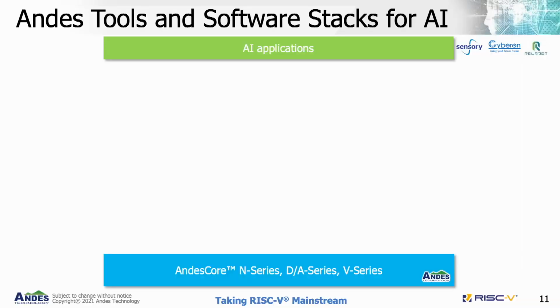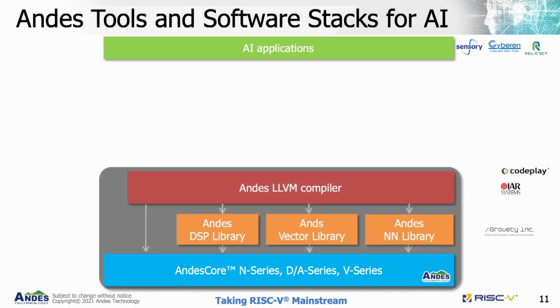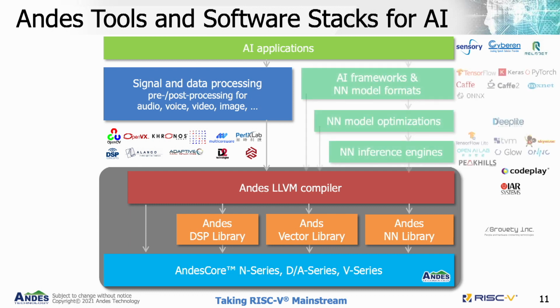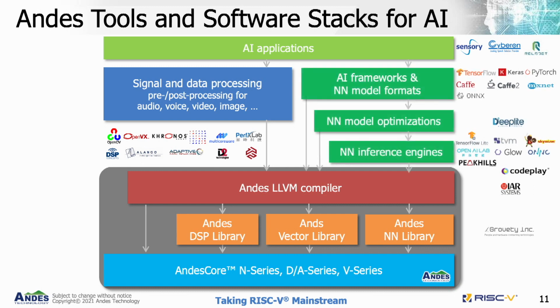Let's look at the tools and the software stack for AI. We want to develop AI applications. We have the ND core at the bottom. How do we start the development? ND provides the LLVM compilers and the corresponding compute library for each core: the DSP, the vector, and the NN library. And then we remember the features of the tiny ML applications require the sensors and data analytics. So it will have the features for the processing of audio, video, voice, and image.